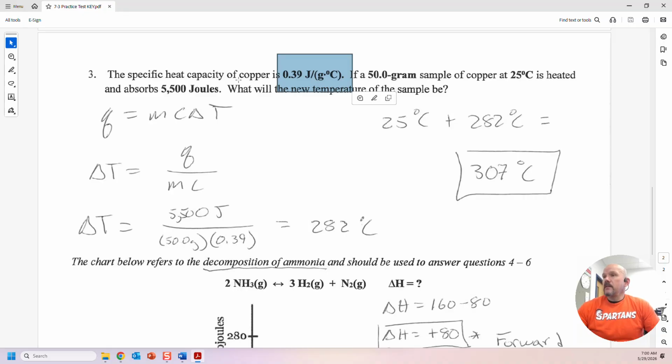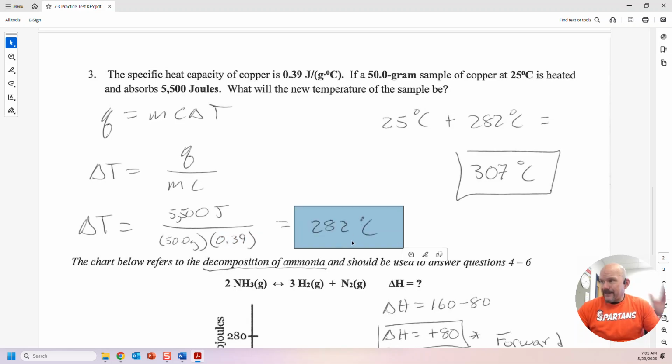And so the question is, if the copper sample absorbs this much energy, what will its new temperature be? How much will the temperature increase? So we're solving for delta T. We know Q equals mcΔT, but we're solving for delta T. So it's Q, energy, divided by mass, also divided by specific heat capacity. We'll take our energy, put it on top, divide by 50, and also divide by 0.39. And that comes out to be 282.